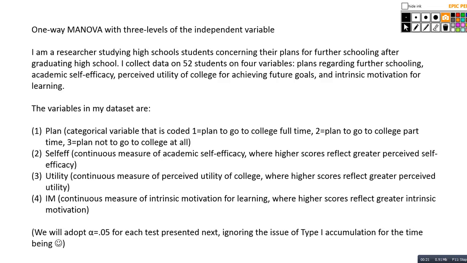Keep in mind with MANOVA, you are basically assuming that your independent variables are categorical and your dependent variables are continuous. So your independent variable can be a nominal scaled variable, an ordinal scaled variable, or a discrete ratio scaled variable. That's basically a count variable. So at any rate, here is the example that I'm going to utilize.